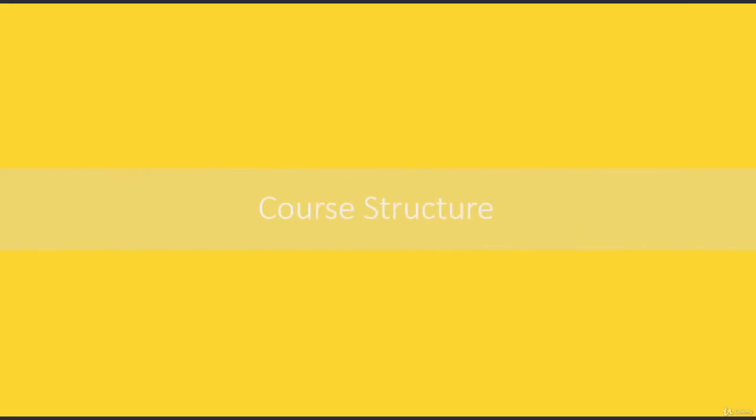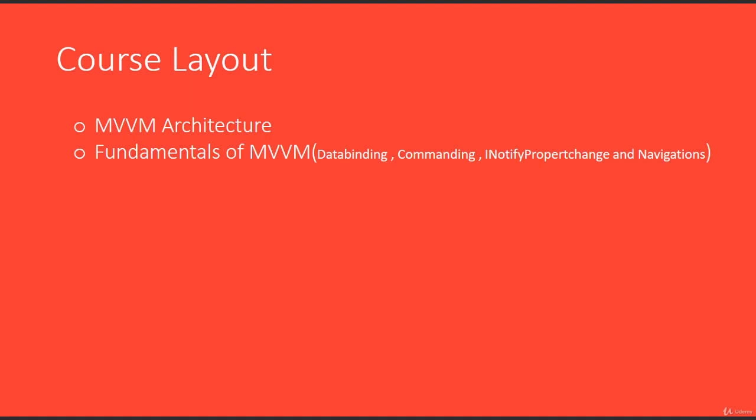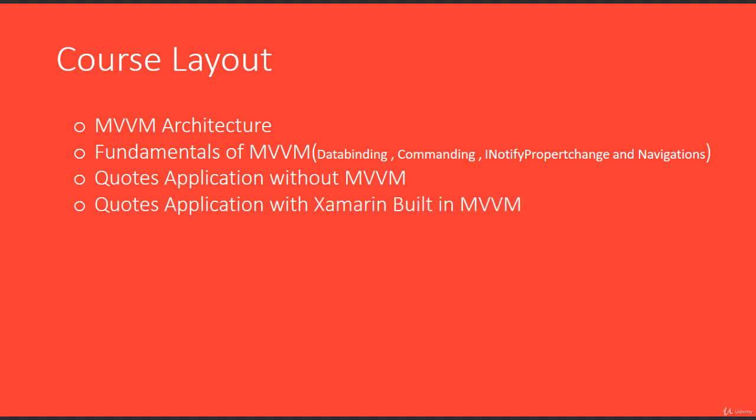Let me quickly show you what is coming up over the next few sections. In the next section, we are going to look at the architecture of MVVM, or how MVVM works. Next, we will understand the fundamentals of MVVM like data binding, commanding, INotifyPropertyChanged and navigation. So at this point, you will know how to implement the MVVM fundamentals inside a Xamarin Forms application. Then we will look at how to create the Codes application without MVVM. Next, we will create the Codes application with the help of traditional MVVM.